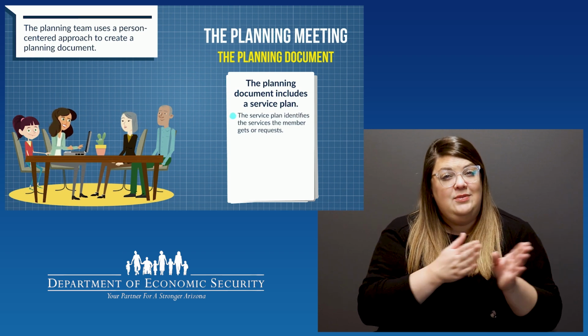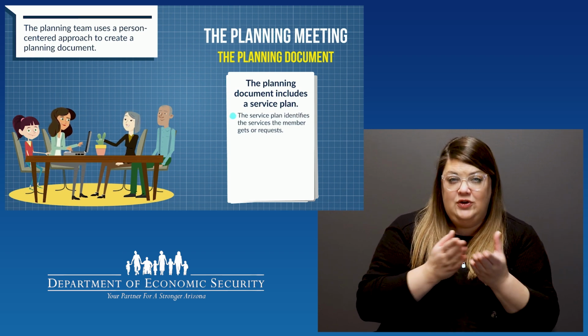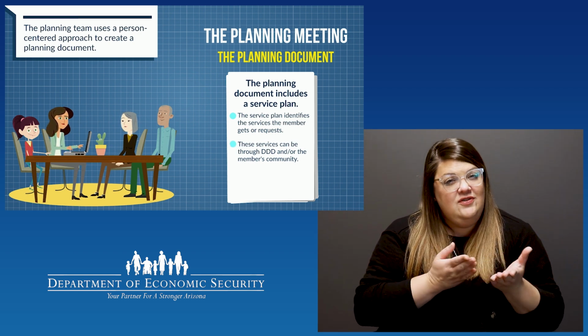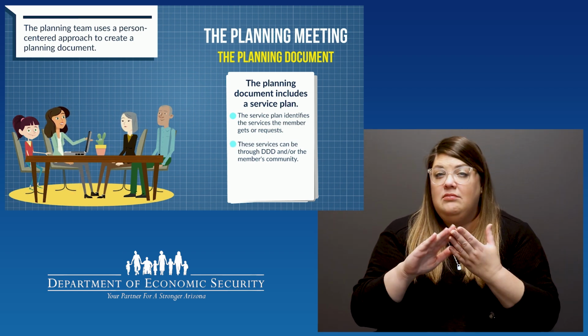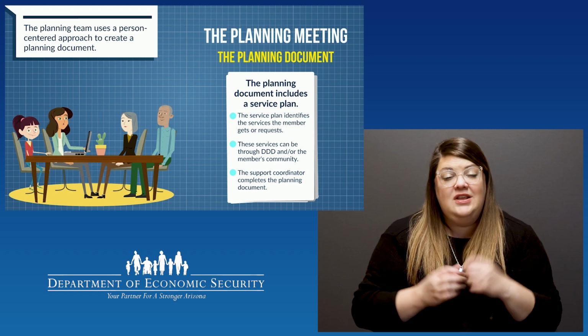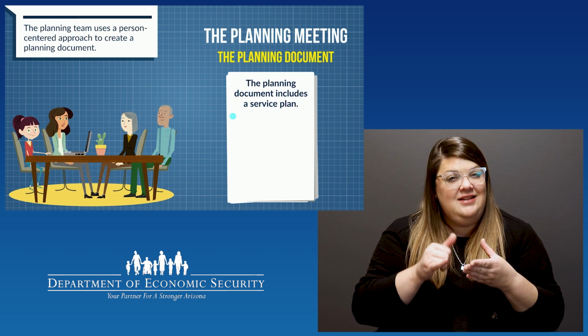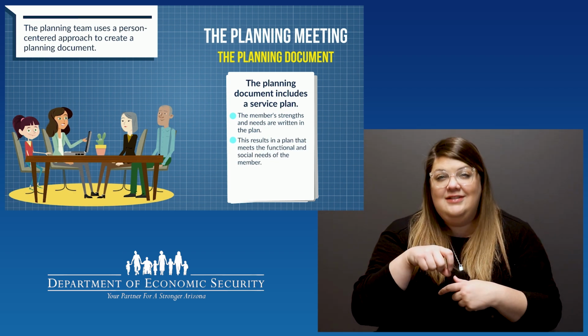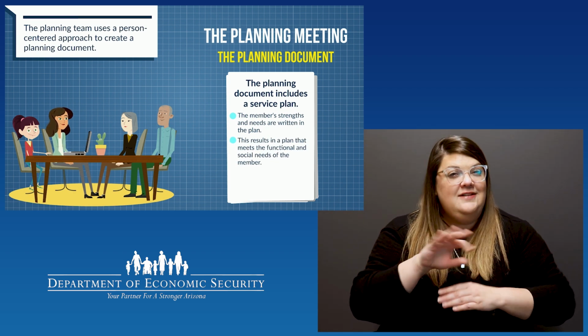The service plan identifies the services the member gets or requests. These services can be through DDD and/or the member's community. The support coordinator completes the planning document. The member's strengths and needs are written in the plan. This results in a plan that meets the functional and social needs of the member.